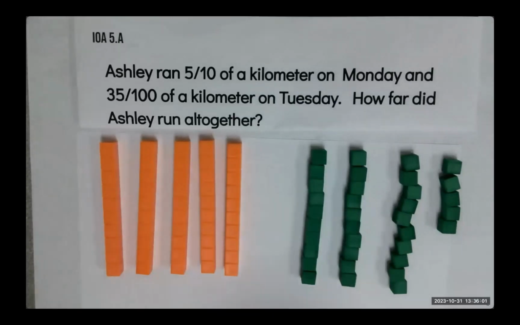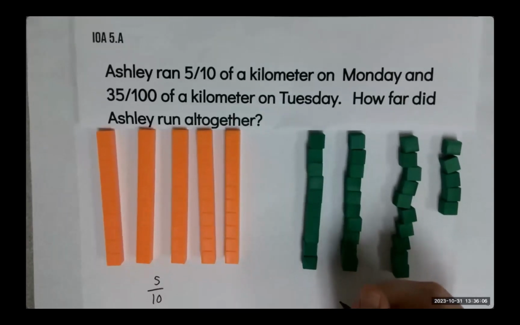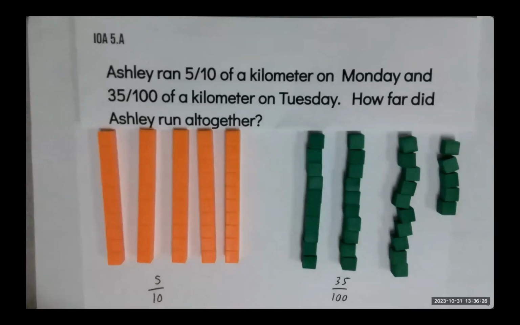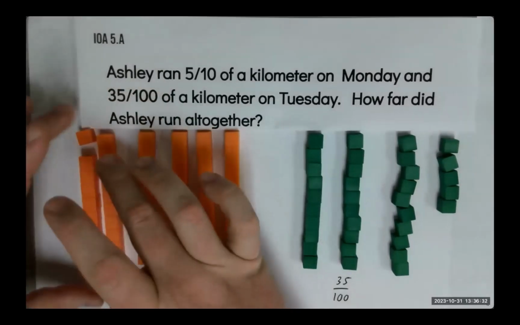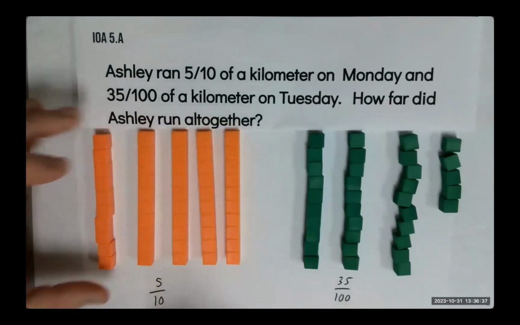So I have 5/10 and I have 35 hundredths. However, when we add fractions, we must have like denominators. So I need to find the equivalency for 5/10 and see how many hundredths that would be. So I see that 1/10 is equal to 10 hundredths.